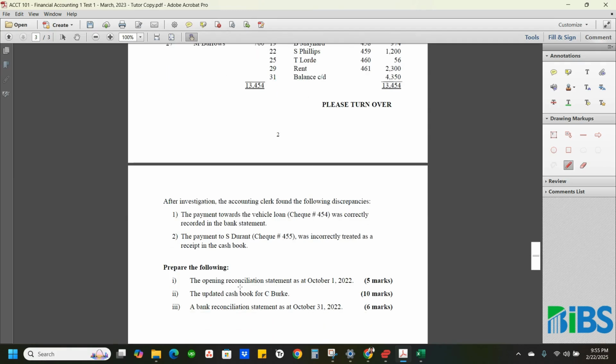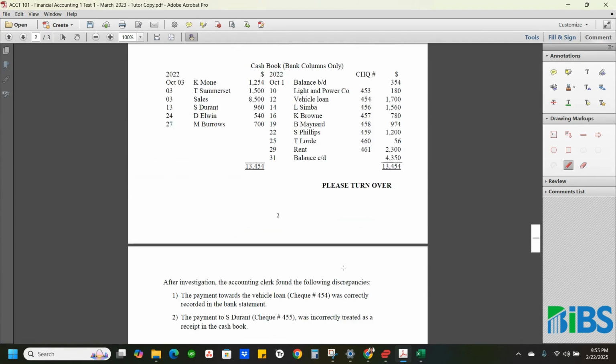Now, the requireds are asking us to create that opening reconciliation as at October 1st, 2022. And then after that, we have to complete the updated cash book for Seabird. Finally, a bank reconciliation statement as at the 31st of October 2022. So just pay close attention to the dates, especially for the reports that we have to prepare, because those are important when we start to put together our solution.